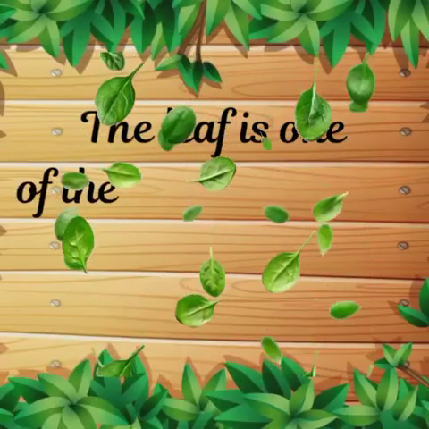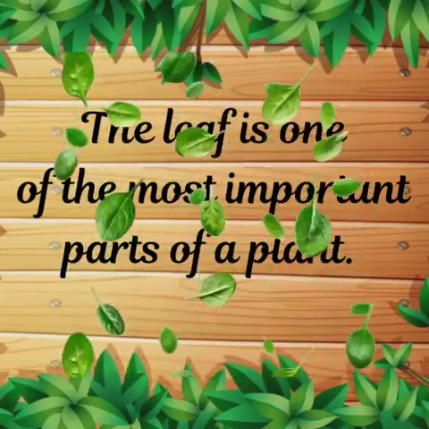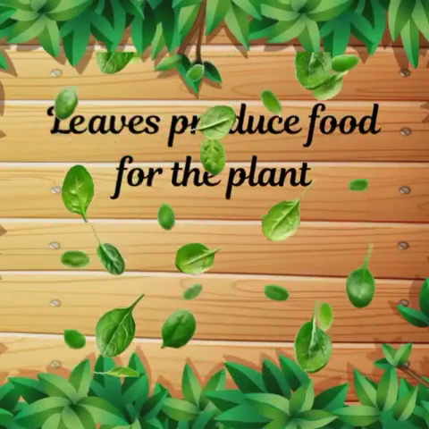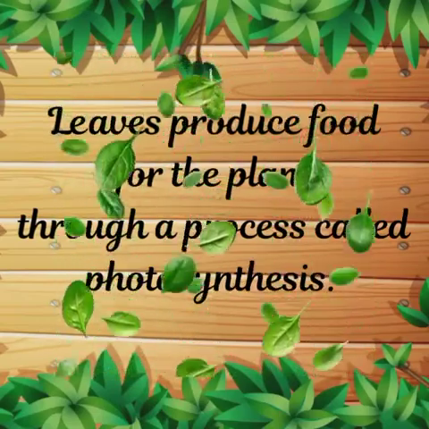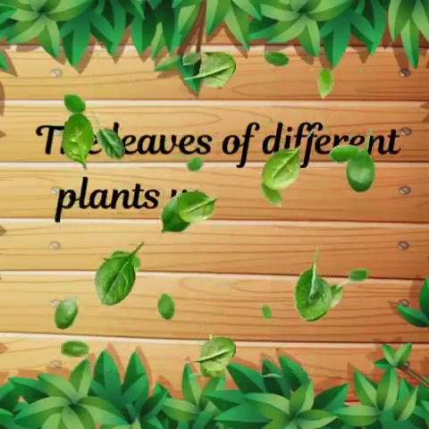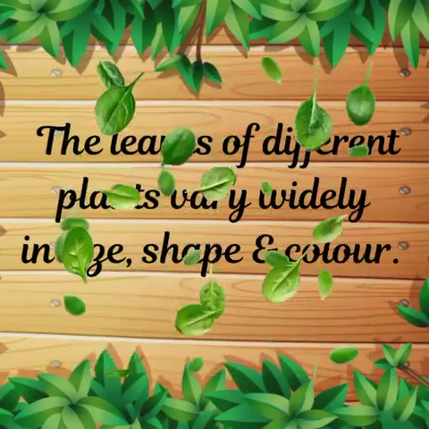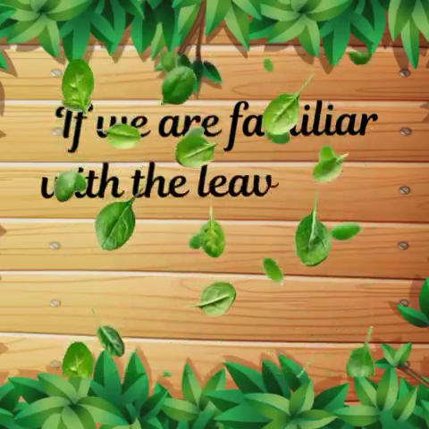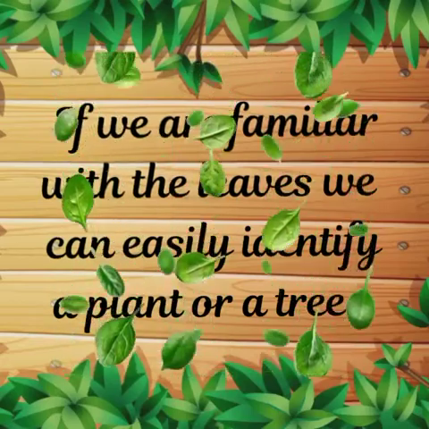The leaf is one of the most important parts of a plant. Leaves produce food for the plant through a process called photosynthesis. The leaves of different plants vary widely in size, shape, and color. If we are familiar with the leaves, we can easily identify a plant or a tree.